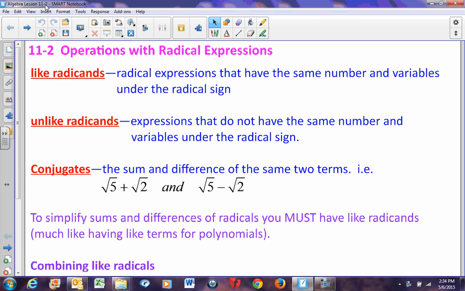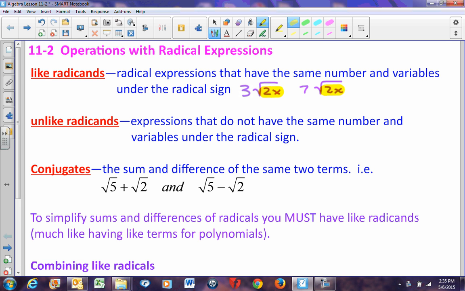Algebra lesson 11-2, operations with radical expressions. Like radicands are radical expressions that have the same number and variables underneath the radical sign. For example, I can have 3 square roots of 2x and 7 square roots of 2x, and those are like radicals. They're like radicands because the number and variable underneath the radical is the same for both of them.